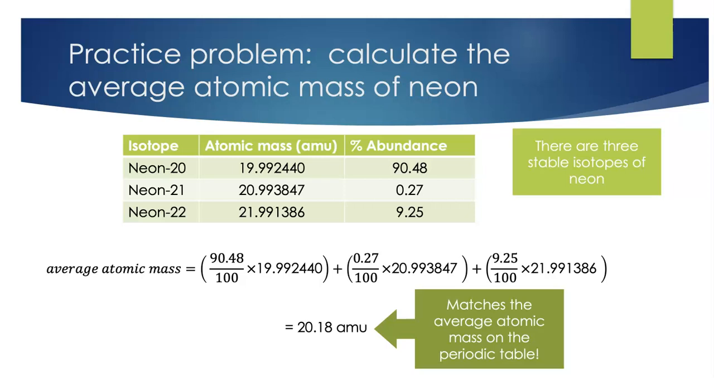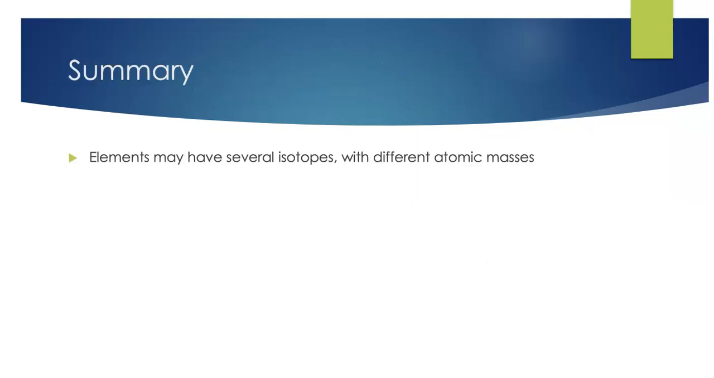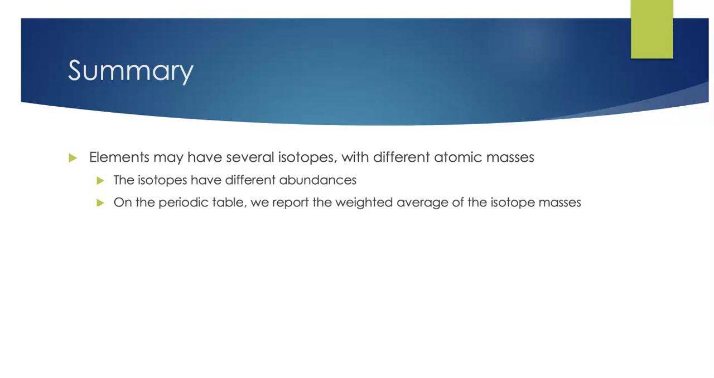Once you know how to do the calculations, they all pretty much work the same way. There are some twists, but that's not really the intent here. I just want to make sure everyone can do average atomic mass calculations. So just to summarize, elements can have different isotopes, and those different isotopes have different atomic masses. And the isotopes will have different abundances. And so to account for that correctly, we're going to report a weighted average of the isotope masses where we weight them based on their percent abundances, and that's the information that shows on our periodic table.